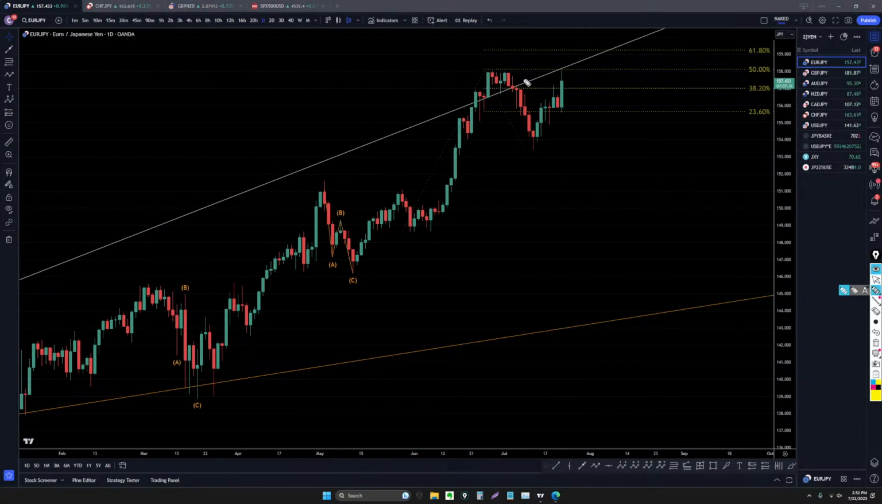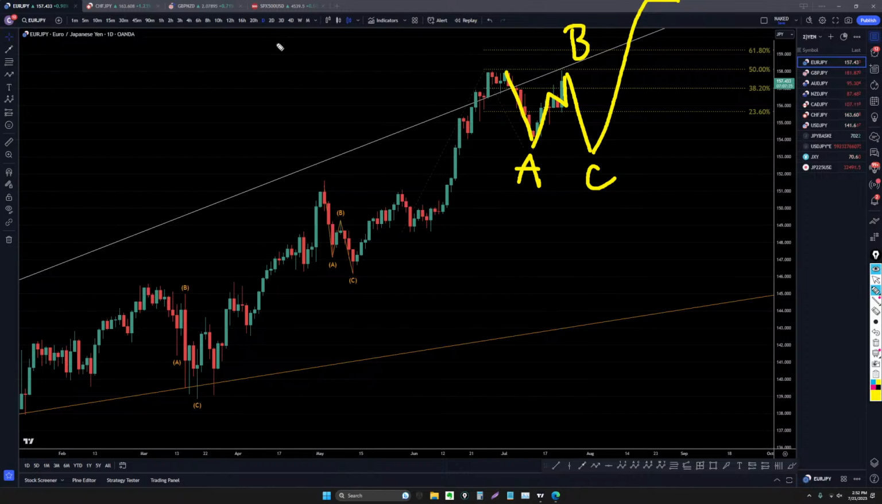Now, to me, I still think there's a very good likelihood that this is a B. I still think this is possibly an A. I still think this is possibly 3 ways up for a B. I still think that the yen pairs are going to go down for a C before they really do end up continuing the uptrend in a big way.